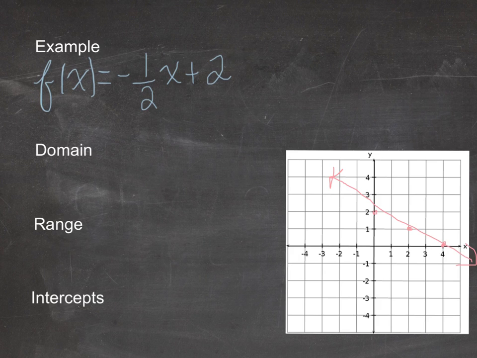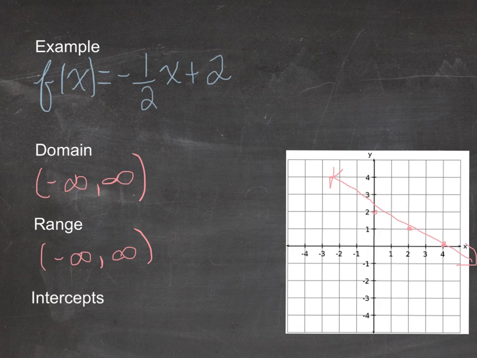And my domain, again, is going to be negative infinity to positive infinity, so for all values of x. And my range also is negative infinity to infinity. You might notice a pattern here that for any line, my domain and range is all real numbers.